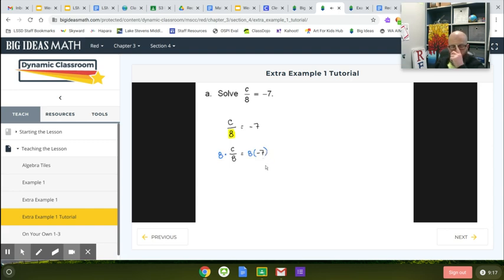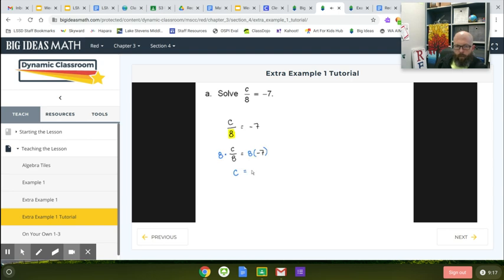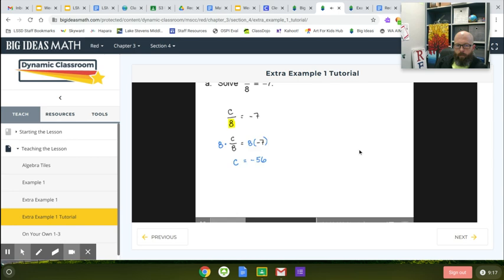Now we're ready to simplify. 8 divided by 8 is 1. So on the left-hand side of the equation, we have 1c, but we can just write c. On the right-hand side of the equation, we have 8 times negative 7, which is negative 56. So the solution to the equation is c equals negative 56. We can check this back into the problem.